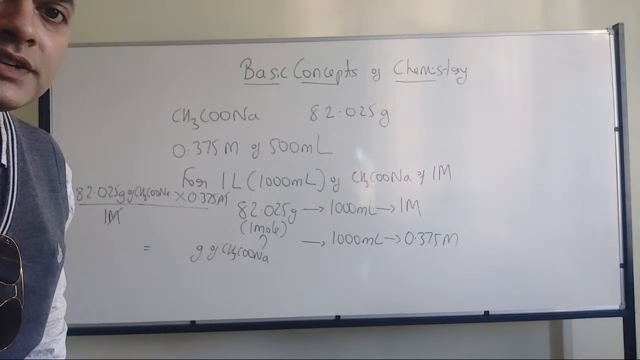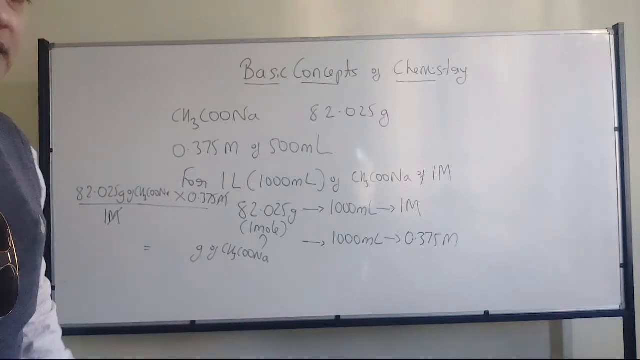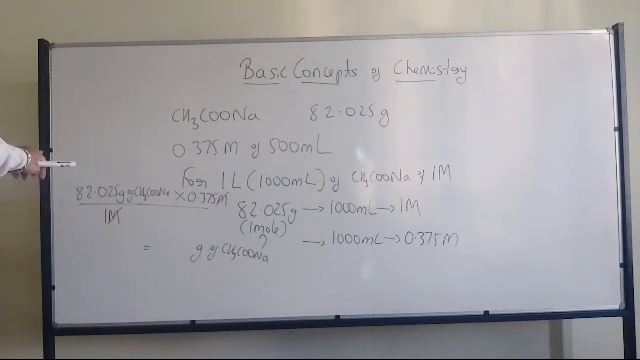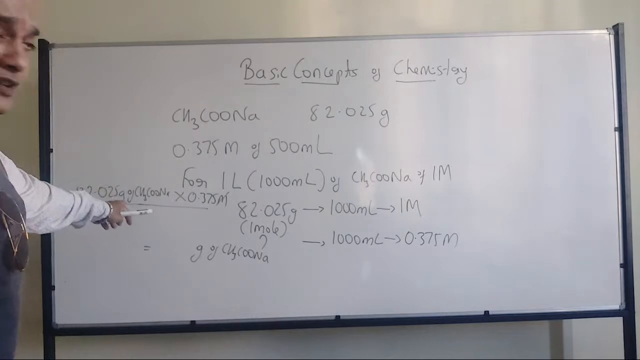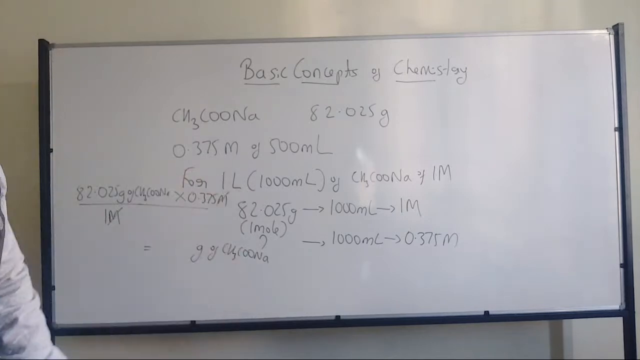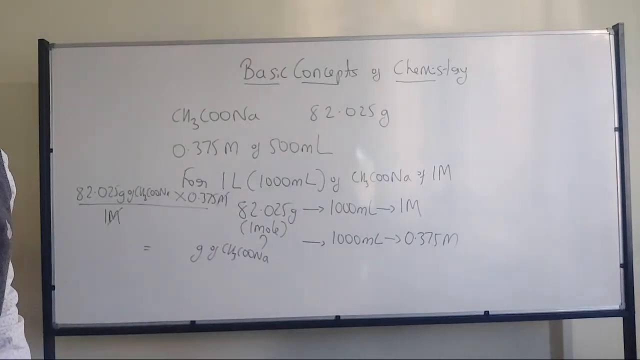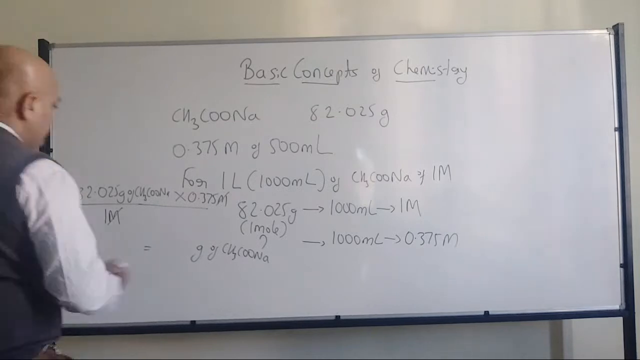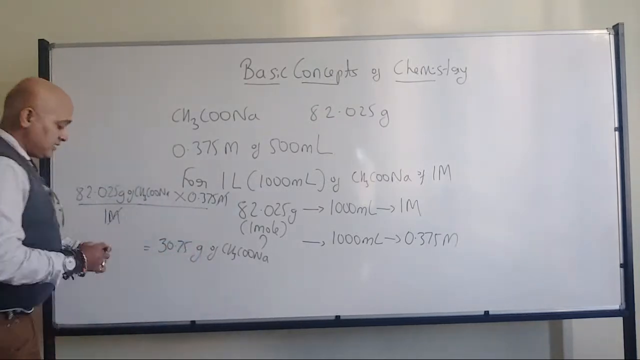Got my point? Yes, Gauri, it is number of moles by volume. Now the question here is, for 1 molar it is 82.025 grams of sodium acetate we should take. How much we should take if I want to prepare 0.375 molar? Okay, 30.75. Very good. So that will be 30.75.